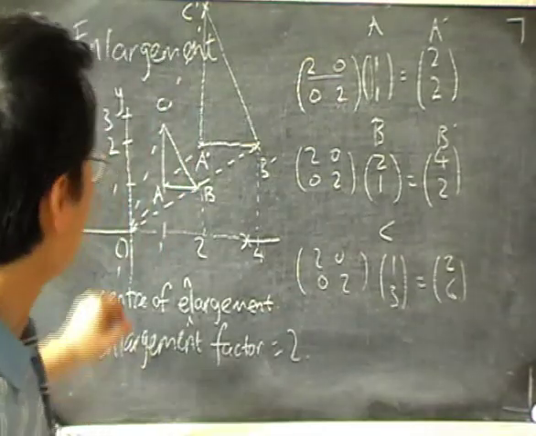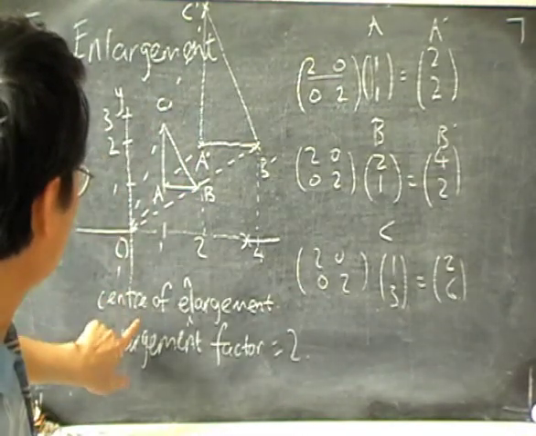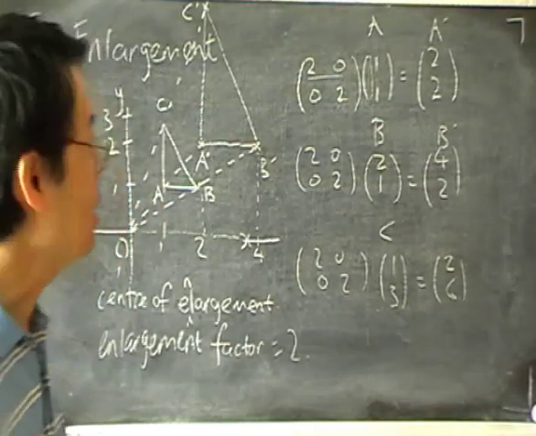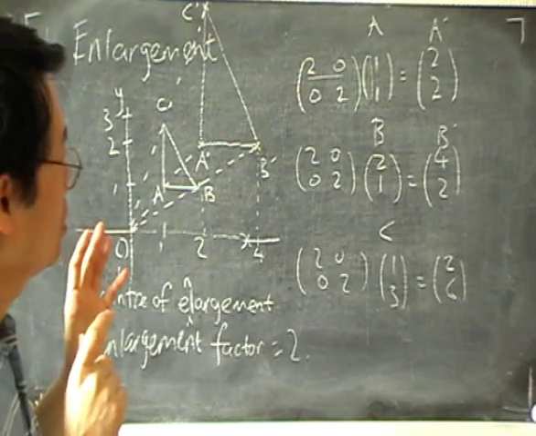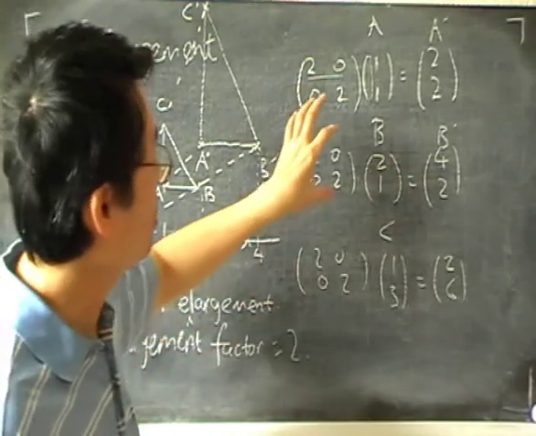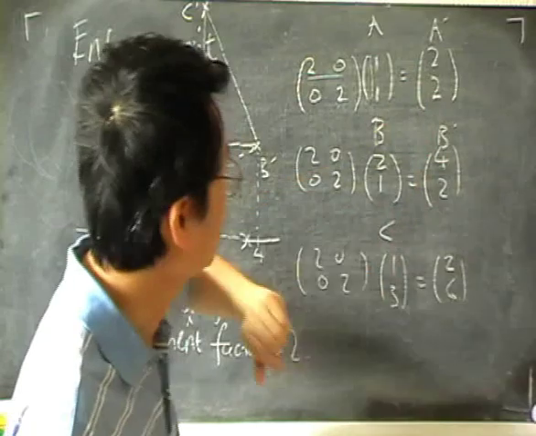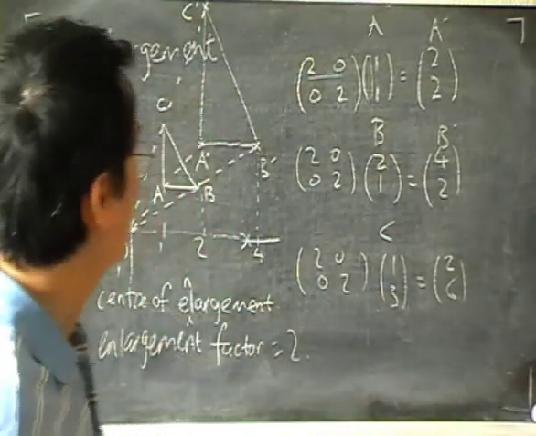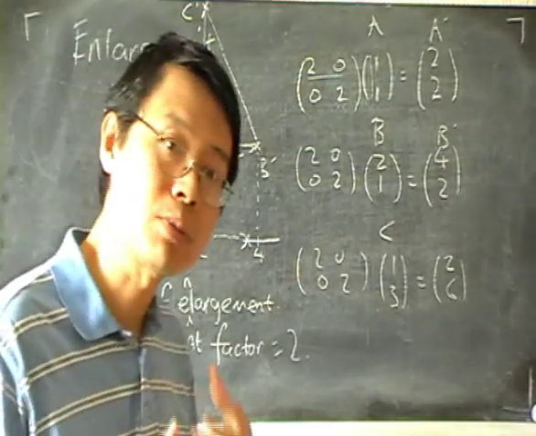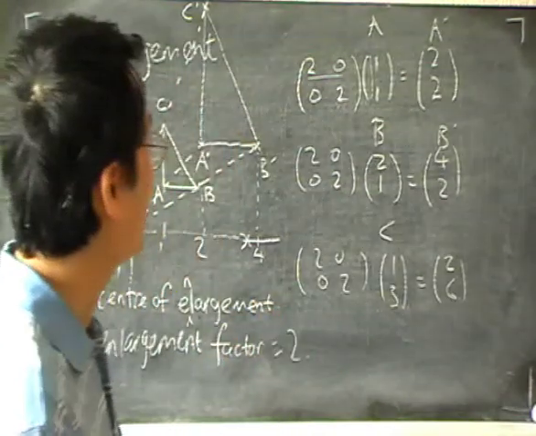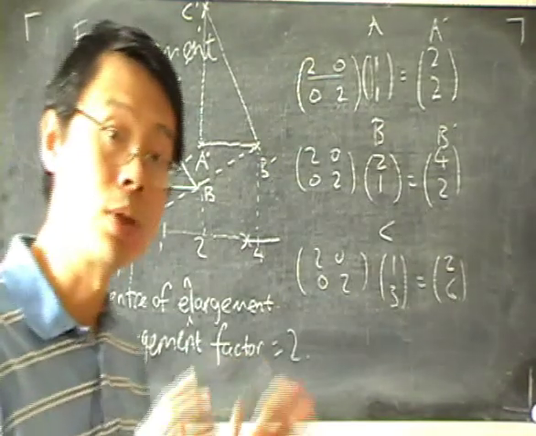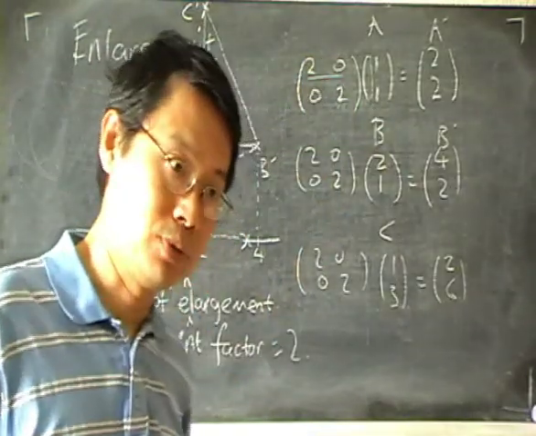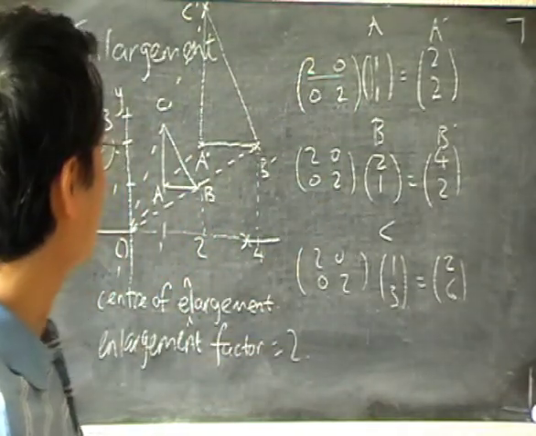Except that if I have a center of enlargement that is not at the origin, then I cannot so easily do the same thing or calculate the same positions using a matrix. I have to do something more complicated. There are one or two more steps that we must do before we can do this matrix multiplication. We have to do a translation somehow.